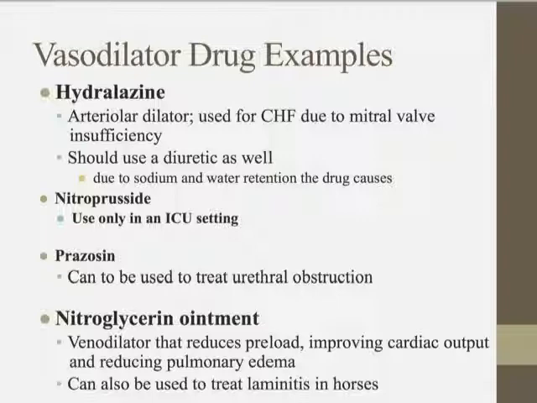It can produce profound hypotension, which necessitates continuously monitoring the blood pressure, and excessive doses can cause hepatic or renal insufficiency, and it can cause cyanide as well as thiocyanate toxicity. So you'll want to watch for signs of toxicity, which would be stupor, delirium, seizures, depression, and metabolic acidosis. So really, we only use nitroprusside in an ICU setting.